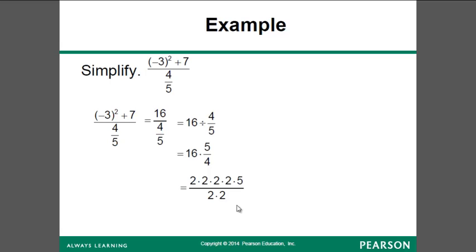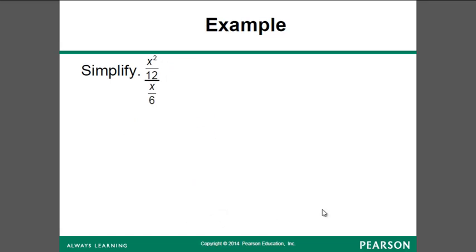What this allows me to do is go ahead and simplify. This allows me to cancel out a set of 2's here and a set of 2's here, as I've shown. Now I'm left with 2 times 2 times 5, which will give me a final answer of 20. So negative 3 squared plus 7 divided by 4/5 is 20. Let's look at another example.